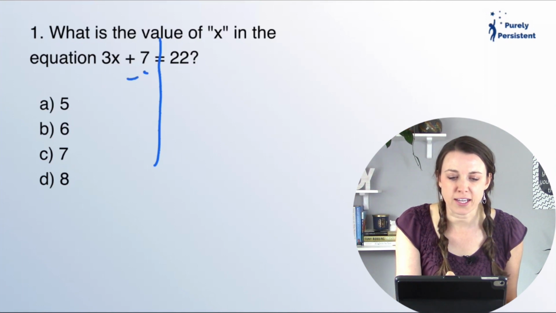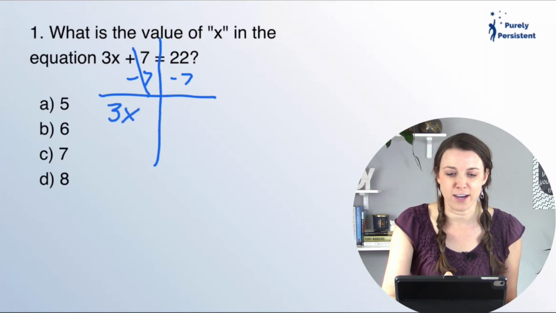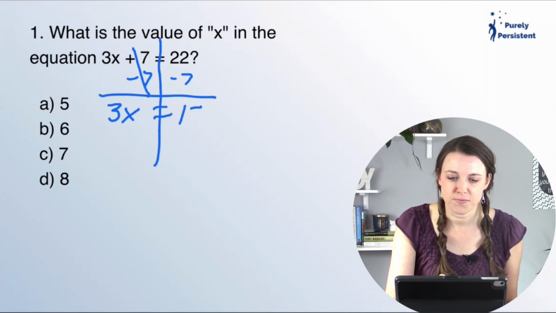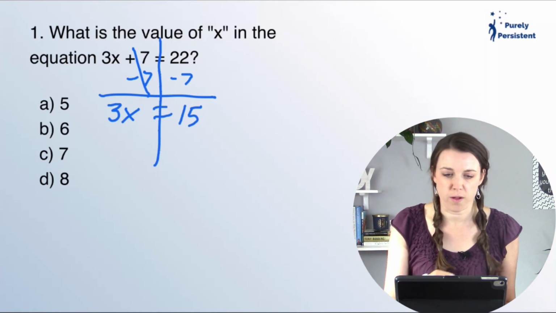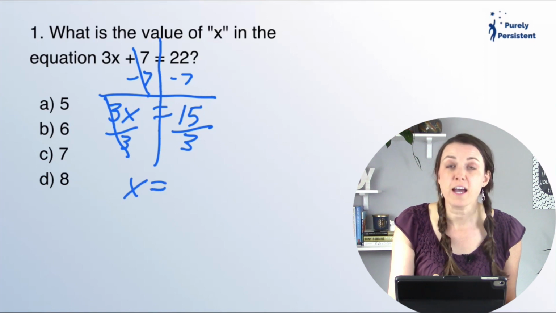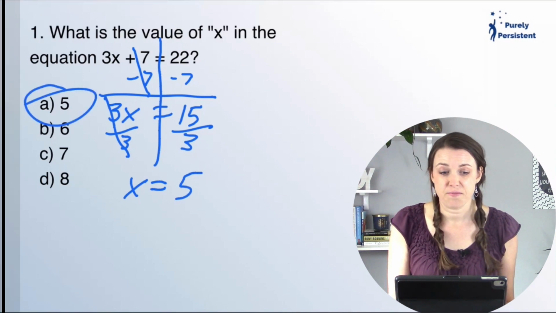So I'm going to subtract 7 from both sides. And I get here 3x, and these 7s here are going to cancel out, equals 22 minus 7 is 15. So 3x equals 15. But what does 1x equal? So I have to divide both sides by 3. The 3s are going to cancel out right here, and I'm left with x equals 15 divided by 3 is 5. So my answer here is A.